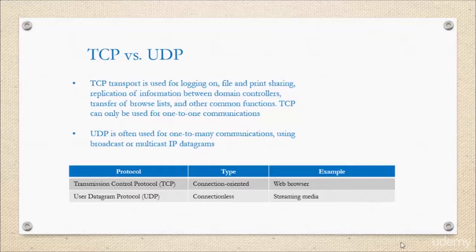Now, TCP is usually used for one-to-one communication, and UDP is often used for one-to-many communication, like a broadcast or a multicast. A broadcast, of course, is when your device wants to send communication to all the devices on its local area network. And a multicast is if you want to send that data to just a few selected devices on your local area network.